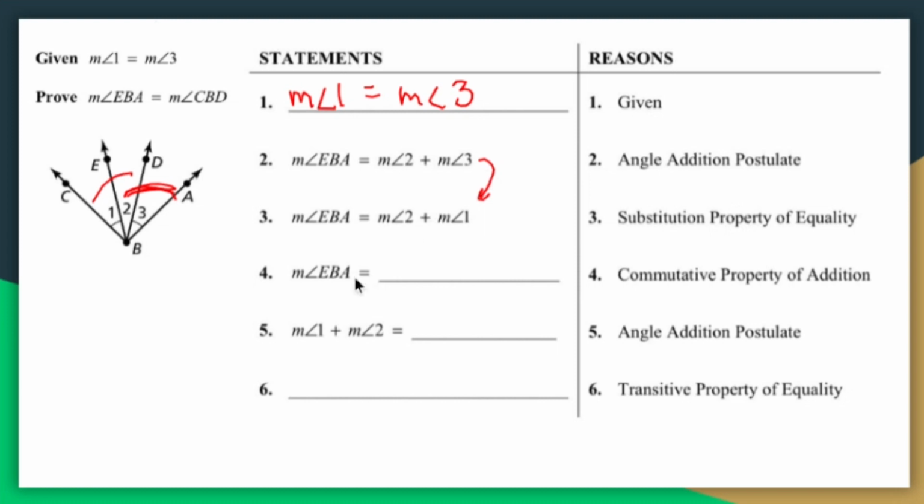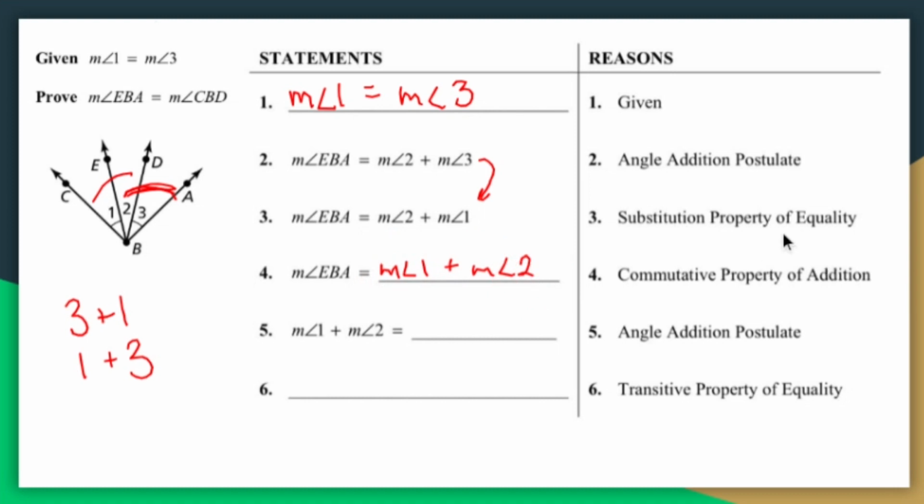So now it says the measure of angle EBA equals blank, from the commutative property of addition. The commutative property of addition means that if you say something like 3 plus 1, it's the same as 1 plus 3. You're going to look at this and say, this is extremely picky. I don't like it. And you're kind of right. But the difference between 3 and 4 is that 3 says 2 plus 1, and 4 is going to be 1 plus 2. Pointless? Yes. But many proofs are.